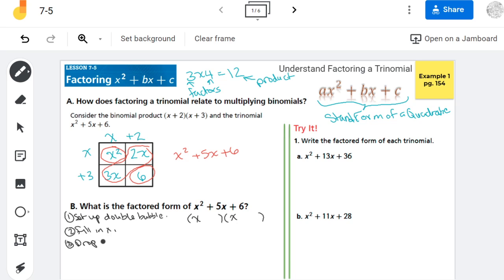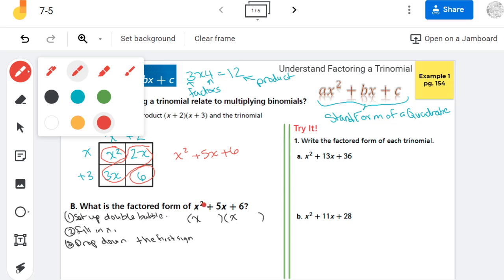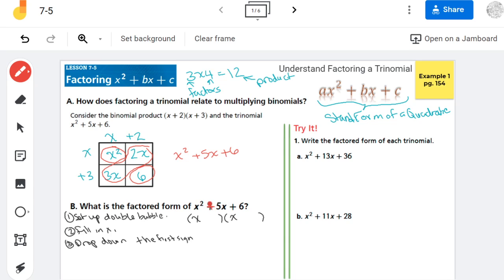The next step is to drop down the first sign. So what I'm doing is I'm looking at this plus right here. Let me color him. He falls down just into the first set of parentheses.